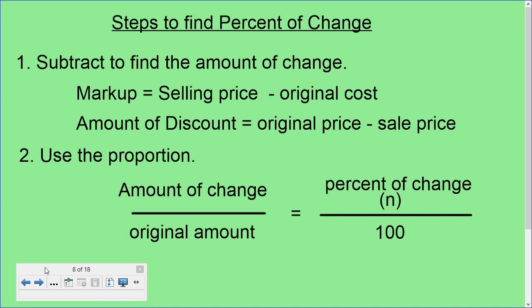So step 2, we're going to use proportions, those are equal fractions, to find the value that we're looking for. So the first fraction on the left side will be the amount of change, that's the difference in step 1 between the selling price and the original price, over the original amount, the original price. That's going to be equal to, on this side, a percent of change, which is the n, over always 100 on the denominator. So that's our setup. That'll help us solve for percent of change.